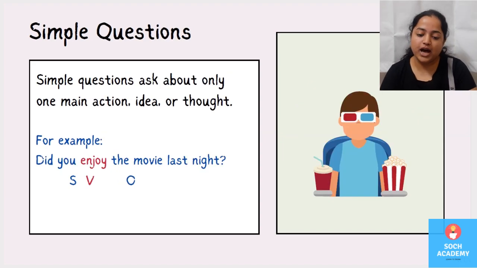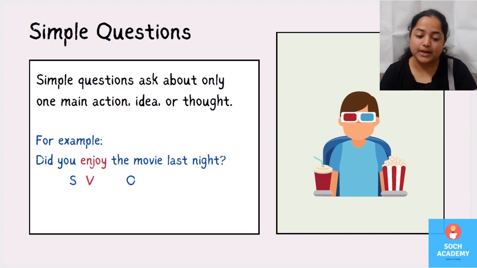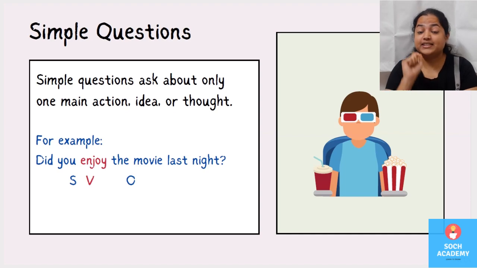Simple questions ask only about one main action, idea, or thought. For example, did you enjoy the movie last night? Now in this sentence, you is the subject, verb is enjoy, and the movie is object. Alright, so this is a question, but it also has a subject, verb, and object, and it is a meaningful question. That is why it is called a simple question. Now you can notice that in simple sentences and in simple questions, we only have one verb.